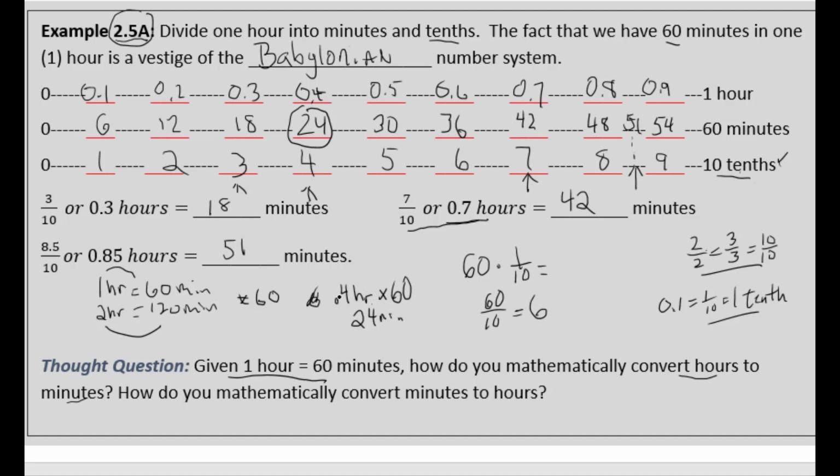I could also use a fraction instead of a decimal to multiply. 4/10 of an hour times 60 minutes, and I'm going to get 60 divided by 10 is 6, 6 times 4 is 24. This is the next chapter, this kind of multiplication. But to go from hours to minutes, you multiply by 60. How do you go from minutes to hours? Well, how about divide by 60? And that's how you do that.